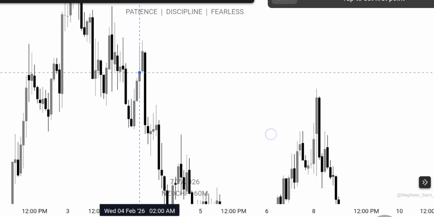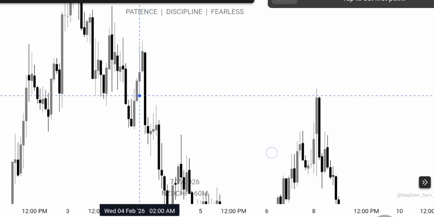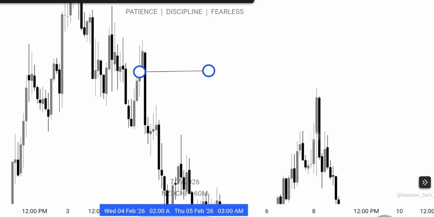This gap candle here is fresh. Why? Because this level was not used. Price just came back. It didn't reject it. Price broke below it again. So this level is still fresh.